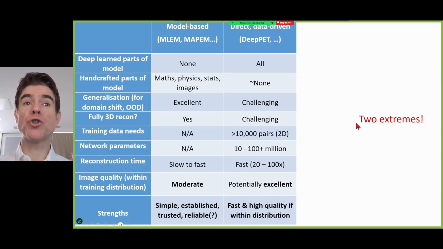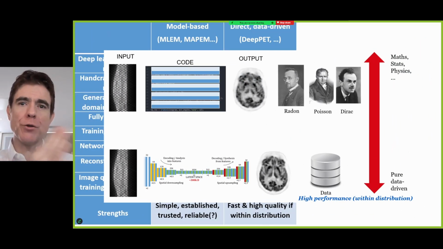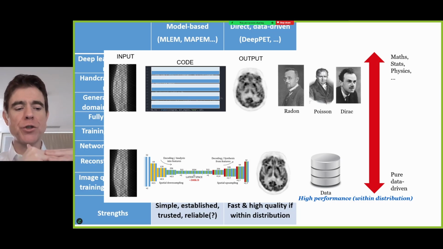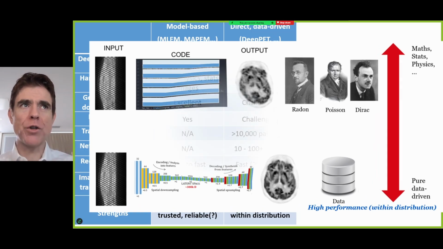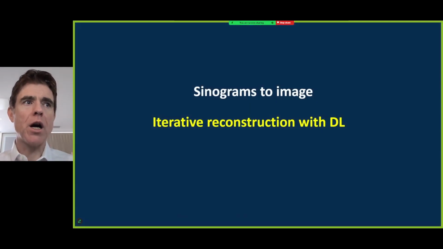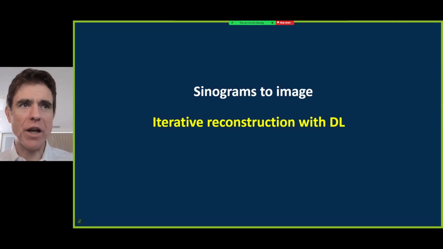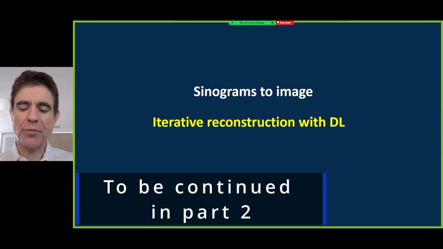So you can see there we've got two extreme cases. So that's obviously appealing back to the earlier part of my talk where I was showing those two rails of model-based reconstruction and then pure AI-based reconstruction. And now we're going to look at the more frequently visited middle ground, which is to use a combination of our knowledge of physics and maths and stats with deep learning. So we're going to embed deep learning then into iterative image reconstruction.